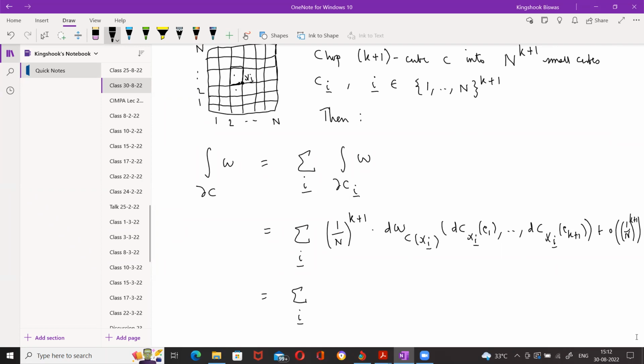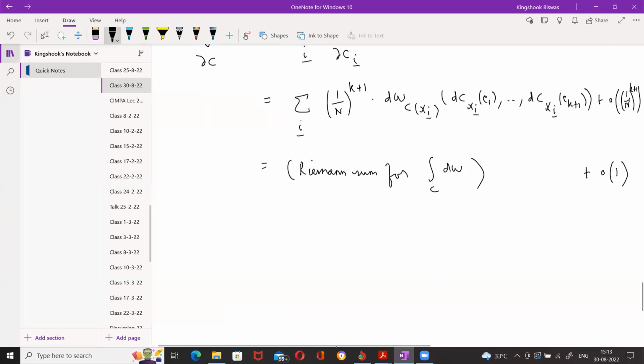So when I sum up, how many terms are there? Capital N to the k plus 1. And this term is little o of 1 over n to the k plus 1. So the sum will be little o of 1, right? And this first term that I have is a Riemann sum for the integral of d omega over c, right?